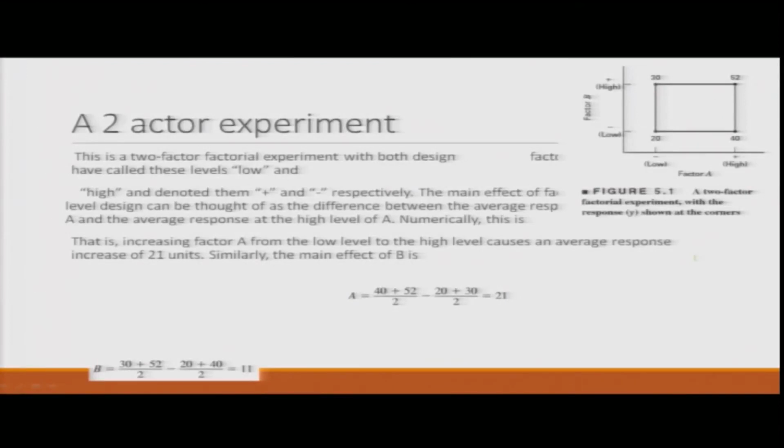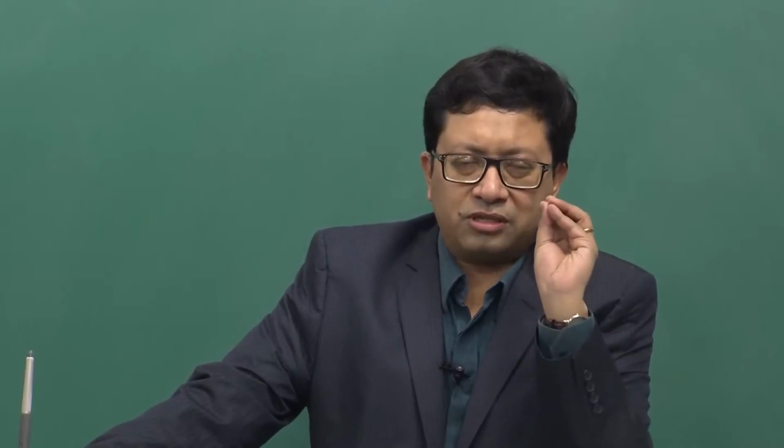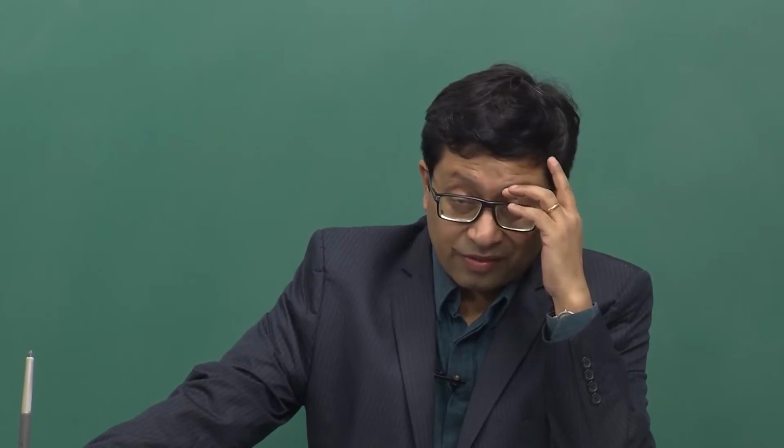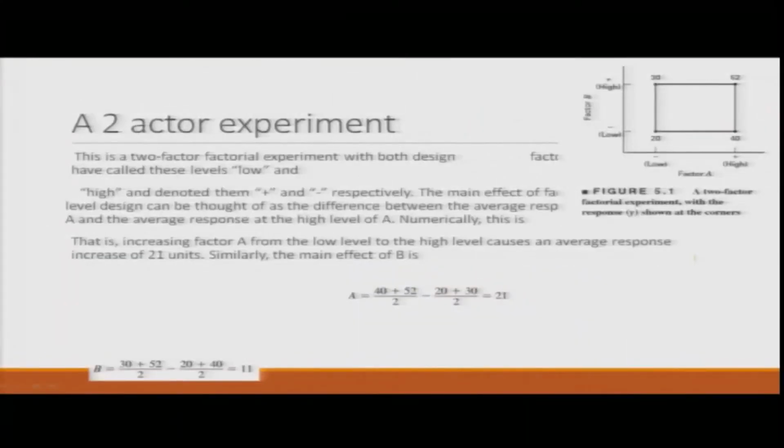The main effect of a factor can be thought of as the difference between the average response at the low level of A and the average response at the high level of A. Basically, we have some stimulus, some response is coming out from the stimulus, they can be high or low, and you want to test the factorial effect design in order to make some meaningful conclusions.